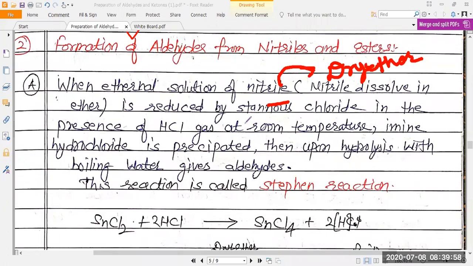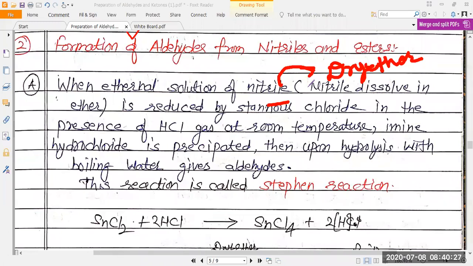Then it is reduced by stannous chloride in the presence of HCl gas at room temperature. Imine hydrochloride is precipitated, and upon hydrolysis with boiling water gives aldehyde. This reaction is called Stephen reaction. This is also a very important reaction because it is a name reaction.